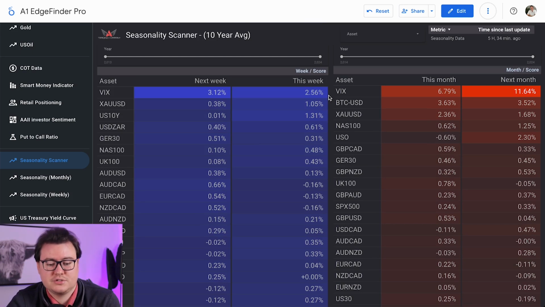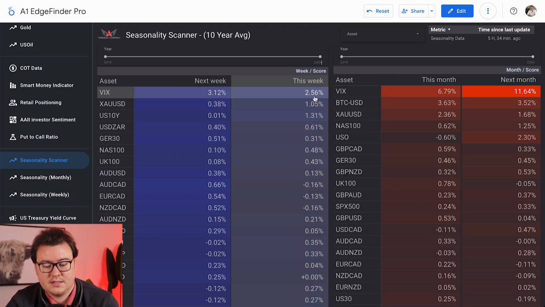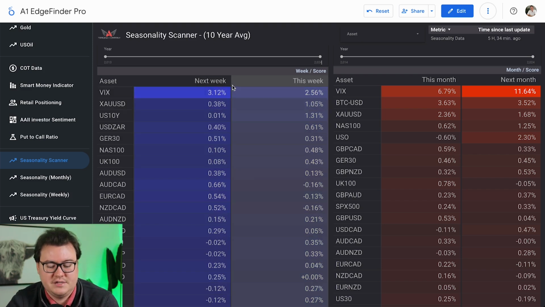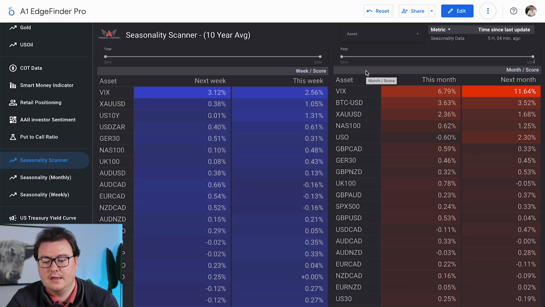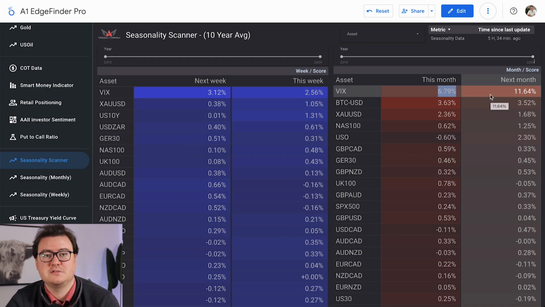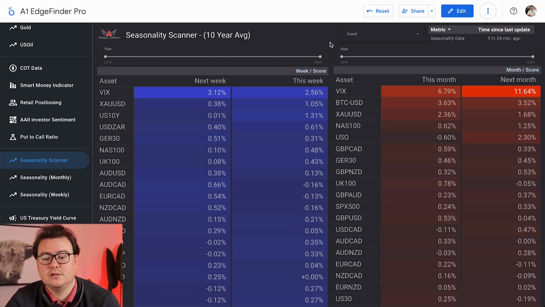And this week, historically speaking, over the last 10 years, 2013 through 2023, this week is historically a good week for the VIX. So is next week at 2.5%, 3%. This month, historically, pretty good month for the VIX, 6.79%. Next month, even better, 11.64%. Again, historically speaking, that's just what the last 10 years have told us about the VIX.